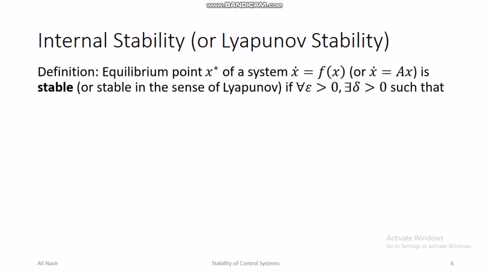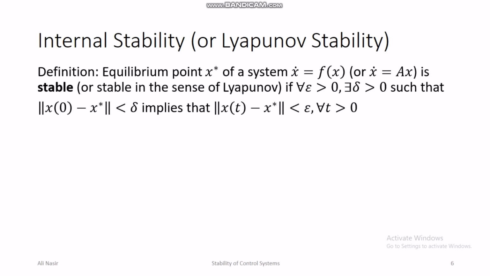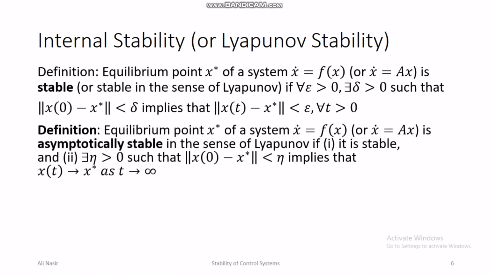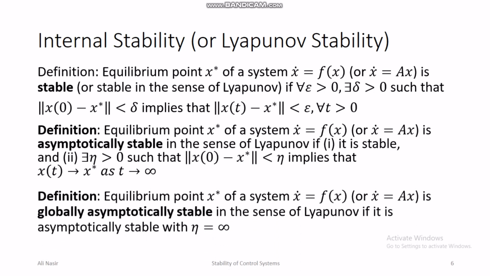Then we looked at the definition of internal stability, the epsilon-delta definitions. Remember that the magnitude of a difference is basically distance. So if I say the norm of x of 0 minus x star, this basically means the distance between x of 0 and x star. Then there is the definition of asymptotic stability, and the definition of global asymptotic stability.